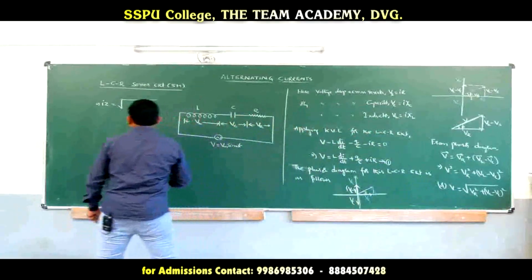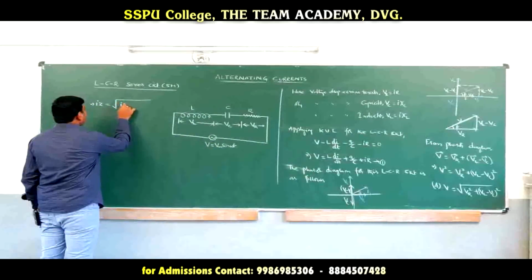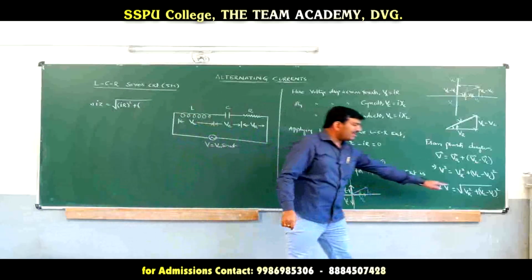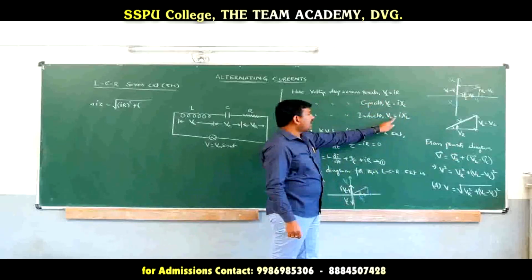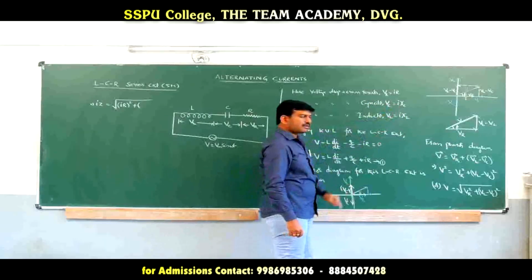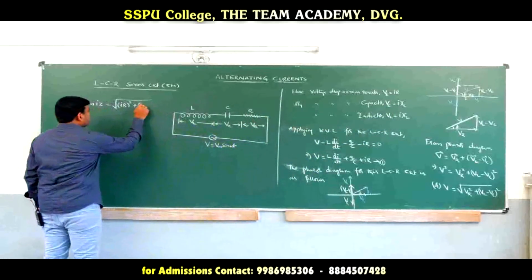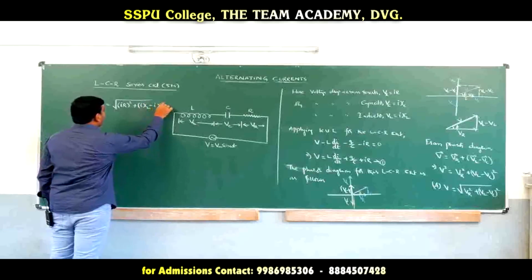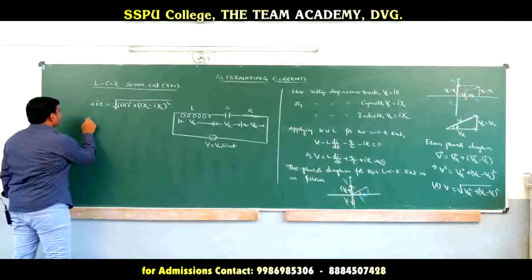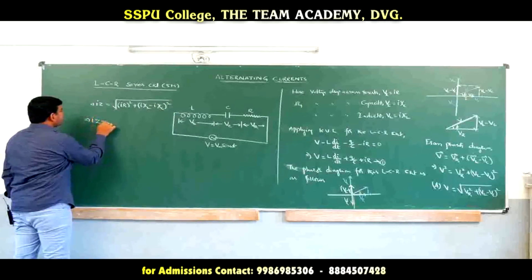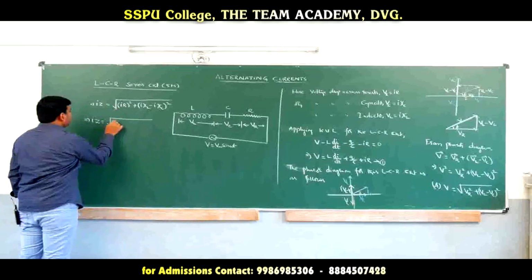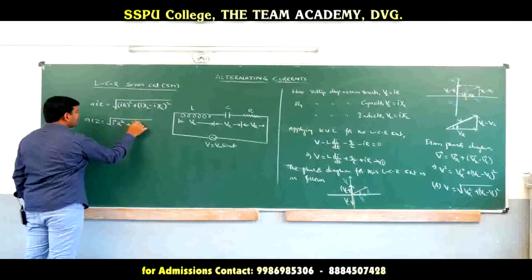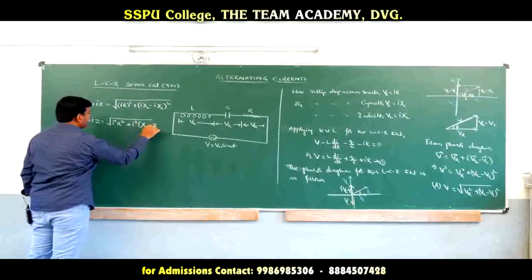Now I can write that V is equal to the square root of (I into R) whole square plus (VL minus VC) whole square. VL is nothing but I into chi L, and VC is nothing but I into chi C. Now I can replace those terms here. This is (I into chi L minus I into chi C) whole square. Now I into Z is equal to the square root of I square into R square, and if I take I common and square it, I get I square into (chi L minus chi C) whole square.